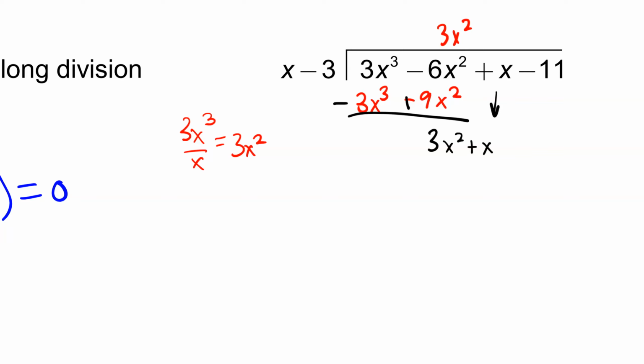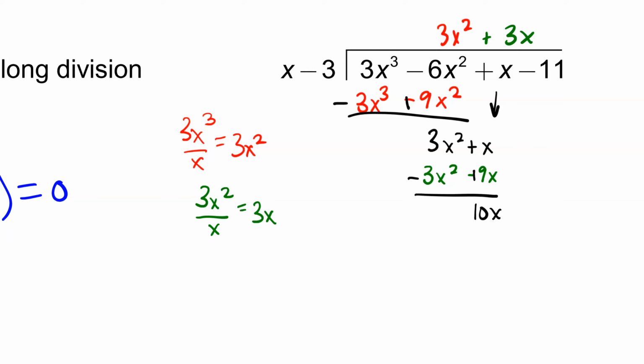Have to do division again. So 3x squared divided by x is going to be 3x. Distribute it out. Draw the line, change the sign. I'll pause here to make sure we're all caught up. See if you can finish this out now that we've done 2 rounds together.